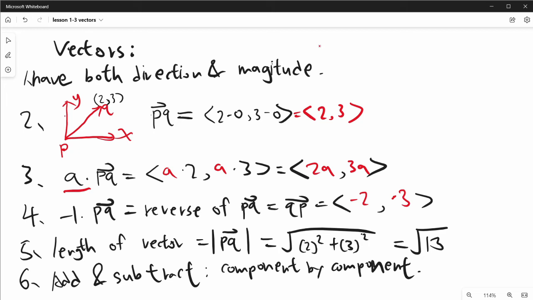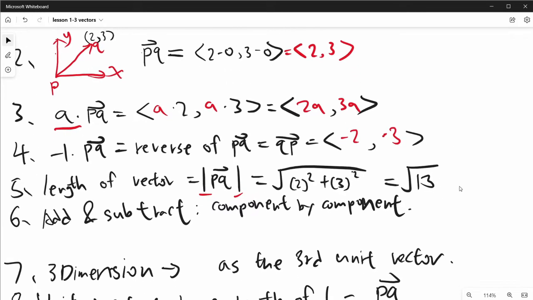And then the length of a vector, very important in all the other points, like dot product and cross product. It's marked by the absolute value sign around the vector, and you can use the distance formula for that: the square root of the components of the vector squared. It would be 2 squared plus 3 squared, which is 4 plus 9, root 13. And then add and subtract, pretty simple. Add and subtract the components of the vectors.